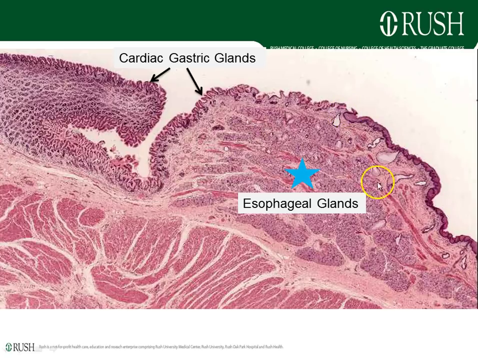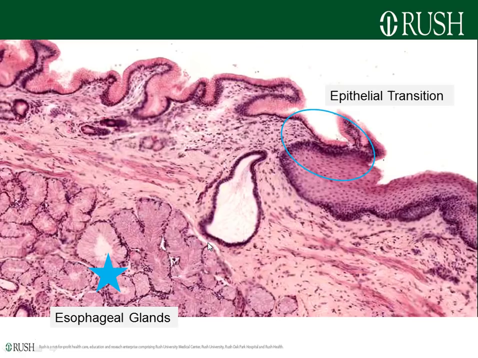Underlying both of those regions, you see those submucosal esophageal glands, and directly underneath the mucosa and coming off of the mucosa, you can see cardiac gastric glands. Down here is a bit of that thickened smooth muscle of the sphincter. So here's a higher mag showing you that epithelial transition and a little bit of the esophageal glands shown by the star.